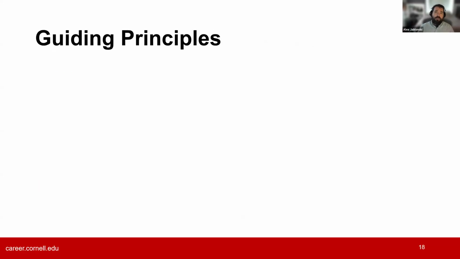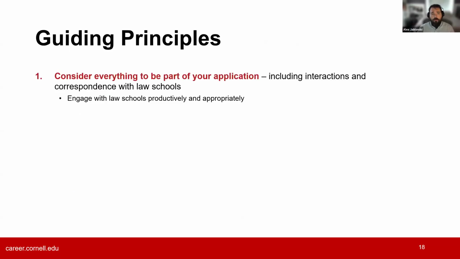Here are some guiding principles to keep in mind wherever you're looking at the application that can really steer you toward, I think, making the strongest applications. For the first part, consider everything that you do to be part of your application. By that, I mean every document, every form you fill out, and particularly every interaction you have with law schools. This could be email, the phone, or a law fair. They'll know, they'll record, they'll remember. And it's really important to engage with law schools productively and appropriately as part of this process.